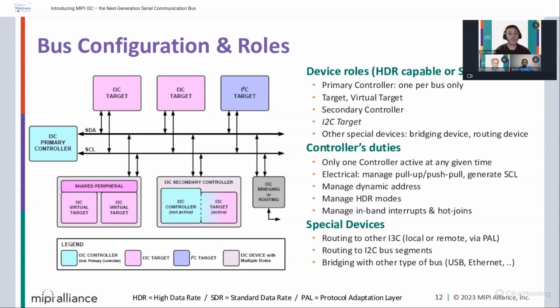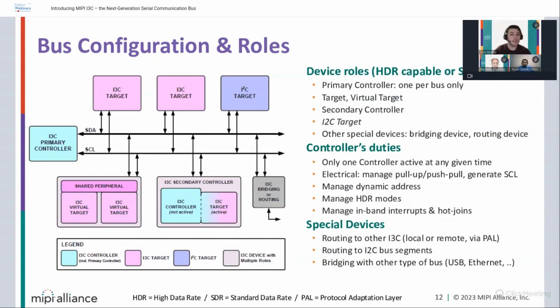Okay, so what's the controller's duty? As I mentioned, there's only one, and mostly it's there to generate the SCL and then manage the bus, assign dynamic addresses, enter into HDR modes, deal with in-band interrupts and hot joins. It is really the center point of our I3C bus. And then at the bottom here, we talk a little bit more about the routing devices.